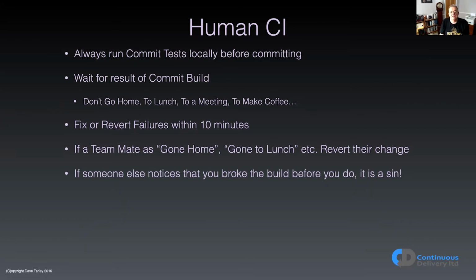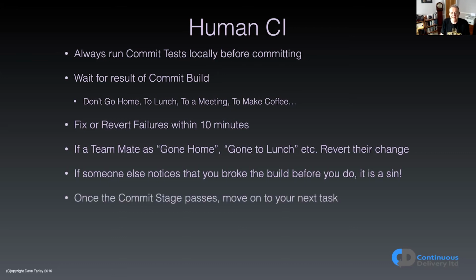If somebody else notices that you broke the build before you noticed, that's a build sin, and you should be punished for build sins. I've worked in teams where we had to wear a silly hat until the next person committed a build sin, and in one of my teams, we had a sin jar. So you had a jar with a slot in the top, and you had to put £1 in the jar every time anybody committed a build sin, and then periodically we'd take the jar to the pub and celebrate build sins in the pub.